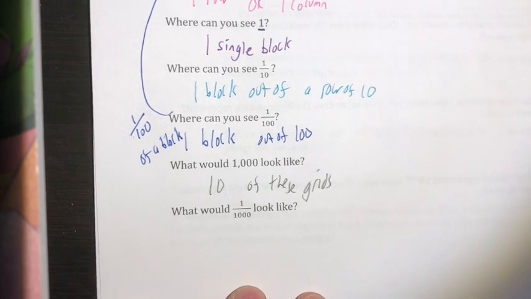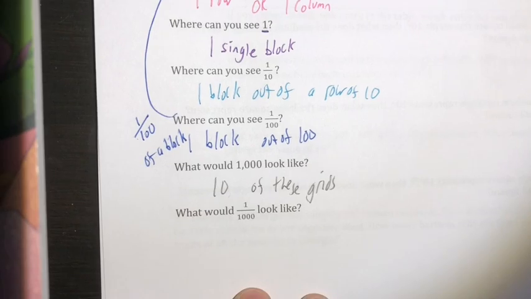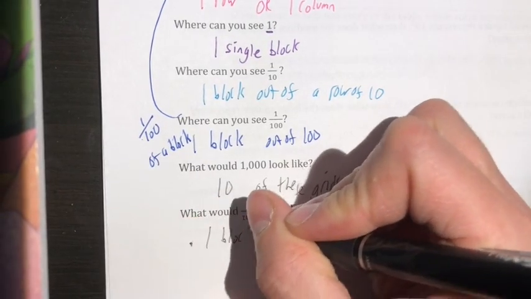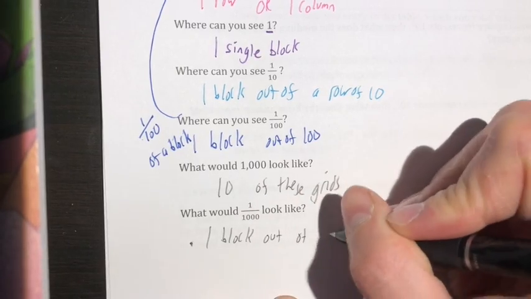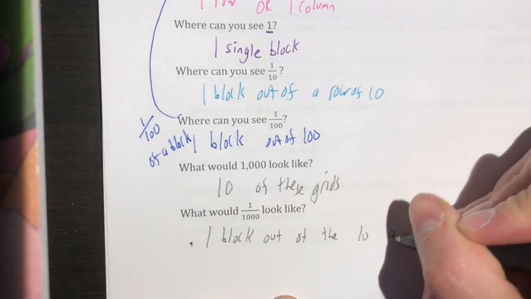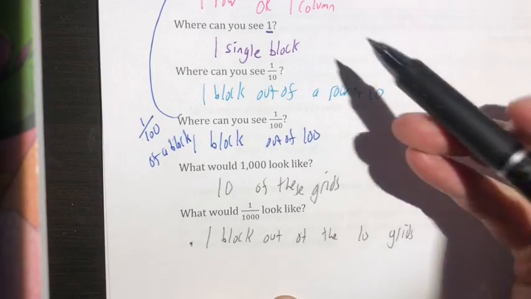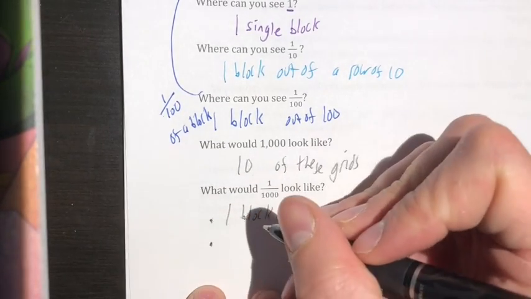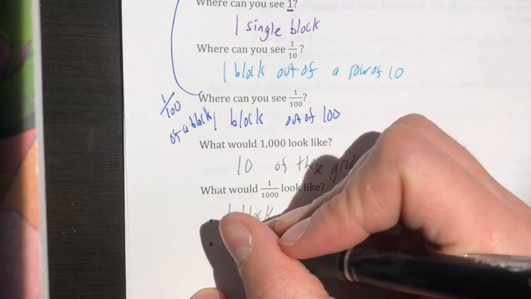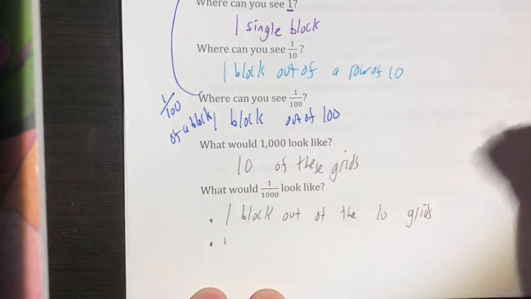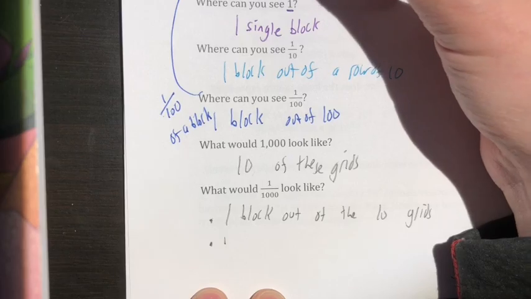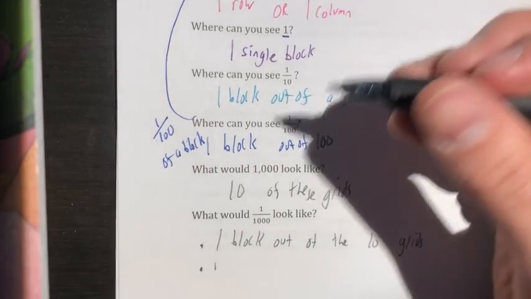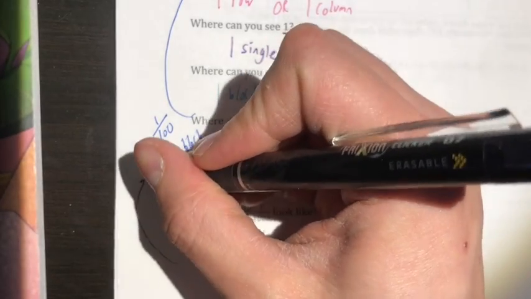And what would 1/1000th look like? Well, that 1/1000th could be one block out of the 10 grids. So of all 10 of those 100 grids, it'd be just one block out of it. Another thing was 1/10th of the 1/100th piece, that little speck that's 1/100th. It could be 1/10th of that.